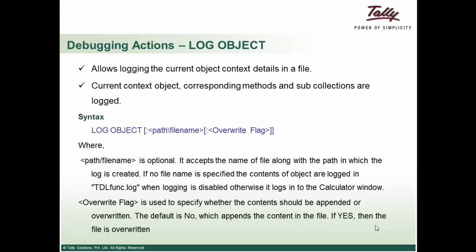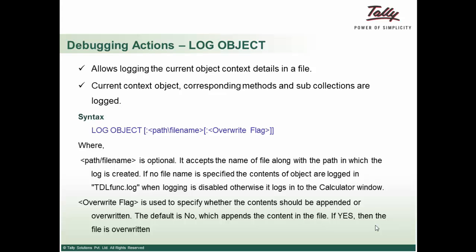Log object allows logging the current object context details in a file. The current object context's corresponding methods and sub-collections are logged. So a log object will allow you to log details of your current object context that you are in into a file. You can provide the file path and you can ask whether you would like to override the existing file.